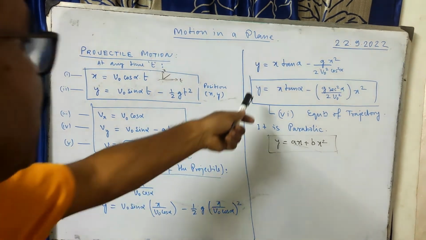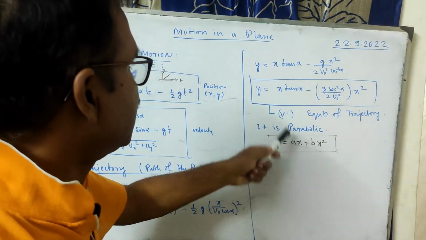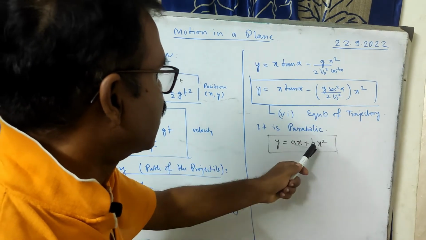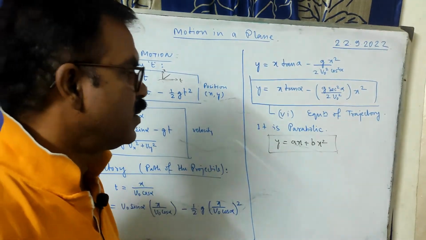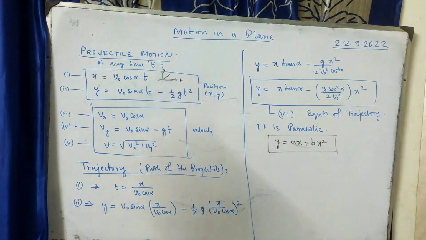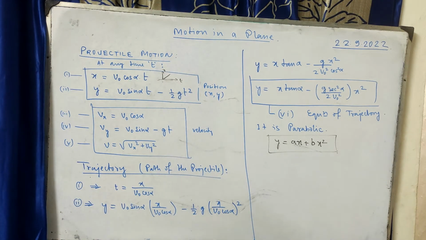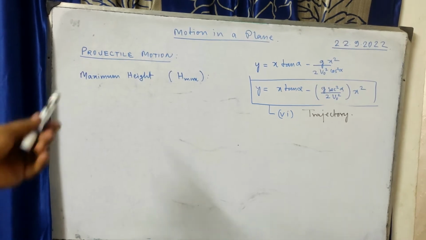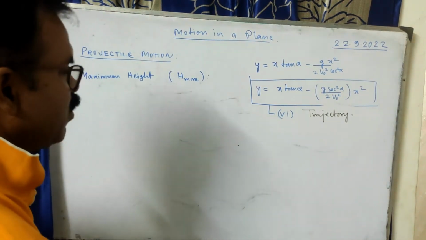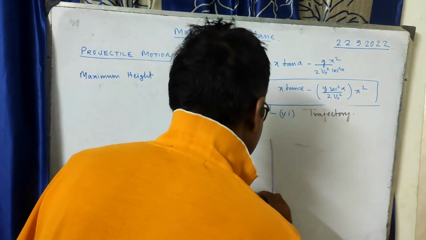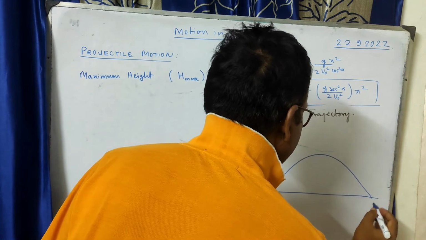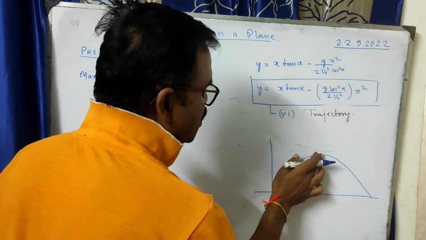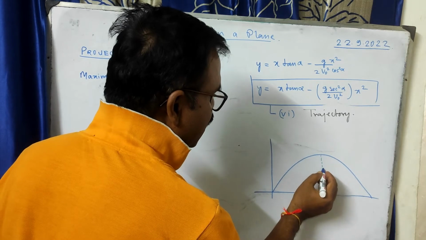So compare with it, y constant, x constant, x square, right? So this is parabolic. Okay, so the equation of the trajectory will be a parabola. Now maximum height we have to find out. So why I am telling maximum height? Because it is a parabola. How will be the graph for a parabola? It will be like this somewhat. Am I right? So it will reach maximum height, and then again from there it will come down.